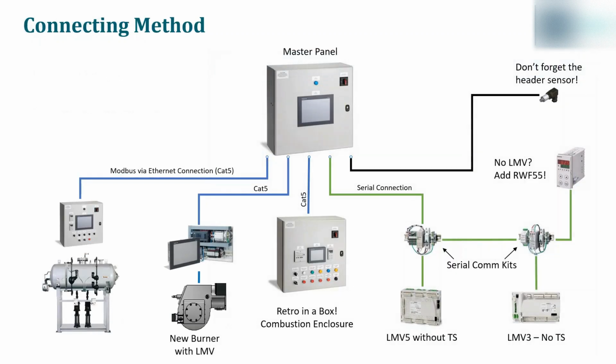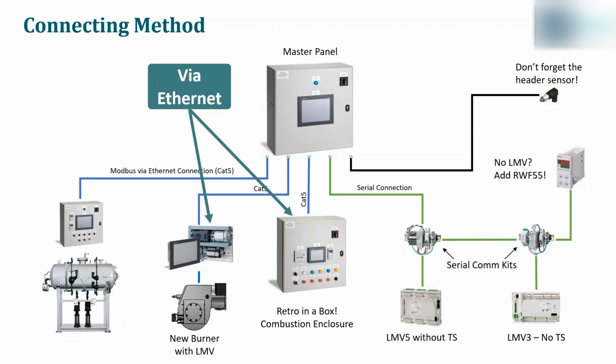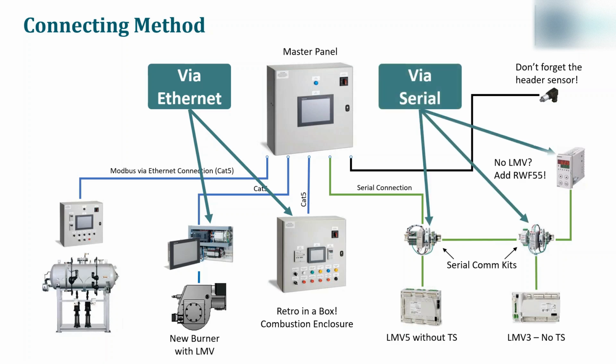Now, if we go back to our example, we can see here a couple of different connection methods, right? But really it only breaks down into two different types of connections, okay? On the left side of the screen with all the blue lines, we have Ethernet connections, okay? Pretty easy to understand. We're using Ethernet cable to connect these touchscreens to the master panel. So these are going to be via Ethernet. On the right side of the screen, all the green connections are serial connections.